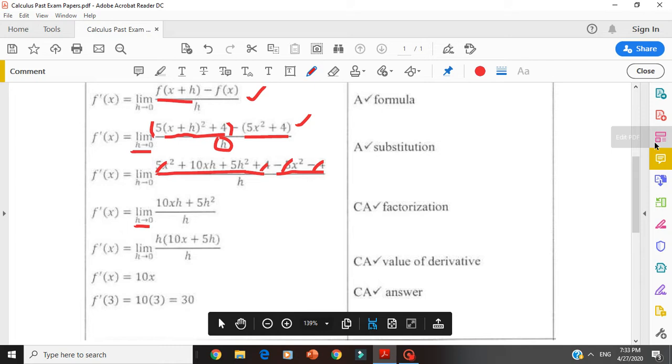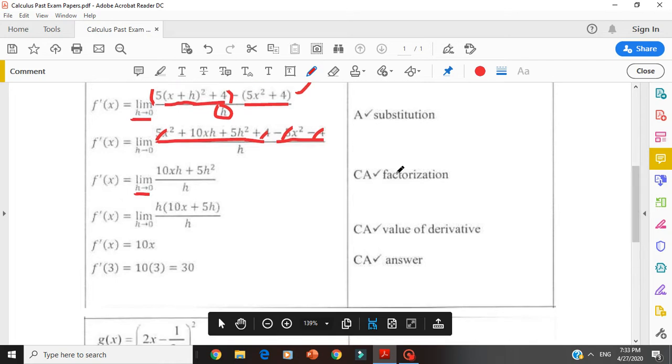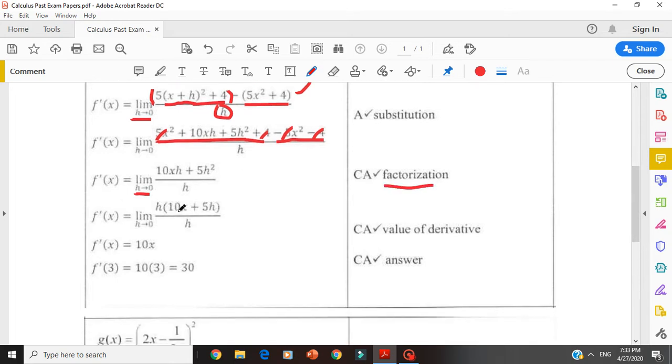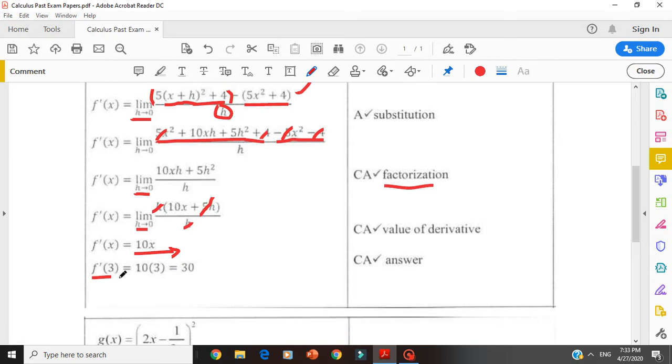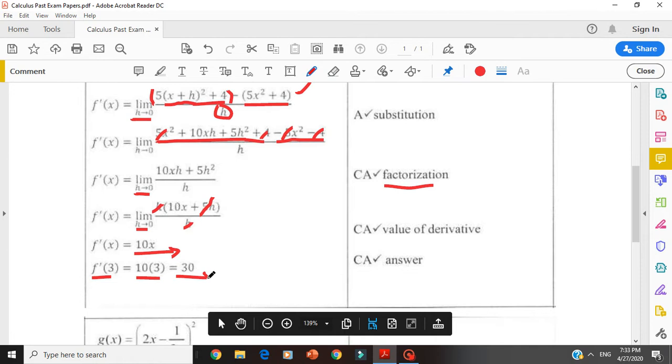So I need to cancel that h by taking h as a common factor. And so h comes out, and I'm left with 10x plus 5h. Now when I'm getting my final answer, I'll drop my limit at the end. Wherever I see h, I'm going to substitute 0. So that disappears, and you're left with 10x. Now the question said, what is f prime x at x value 3? And that's just 10 times 3, which gives you 30.